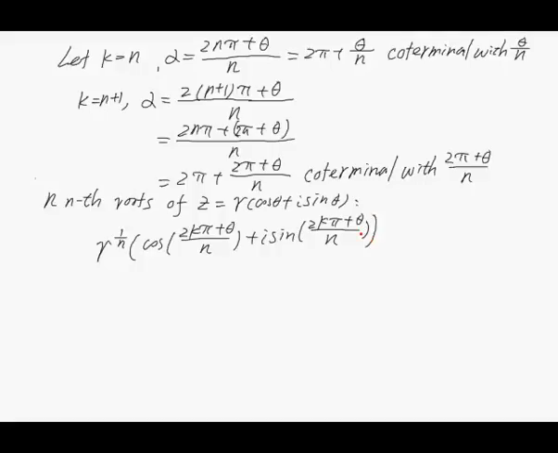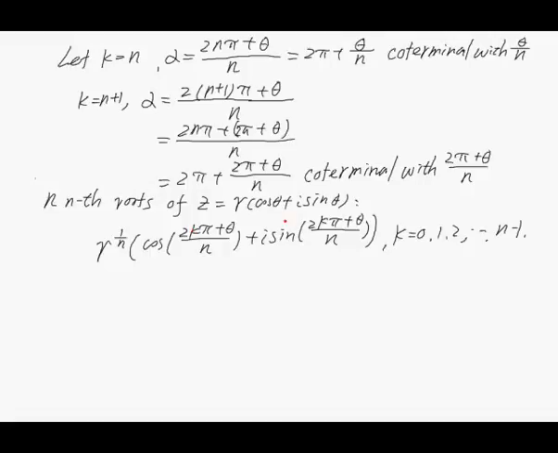And this k is just equal to 0, 1, 2 through n minus 1. So totally, we let k take all those n integers, and this can cover all those nth roots of this number z. So in this way, we find the formula for the nth root of a given complex number.